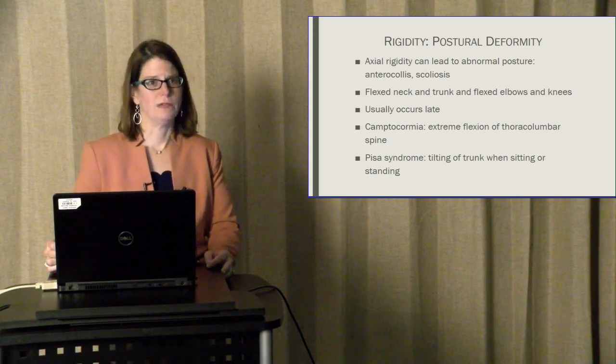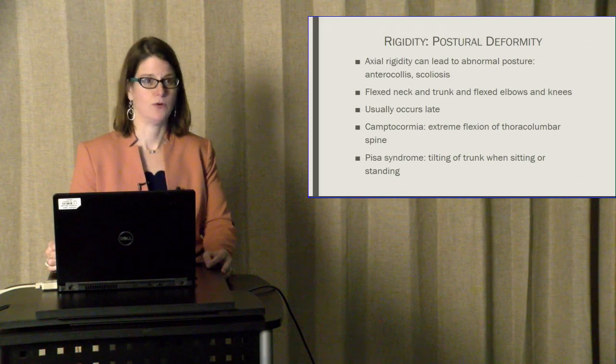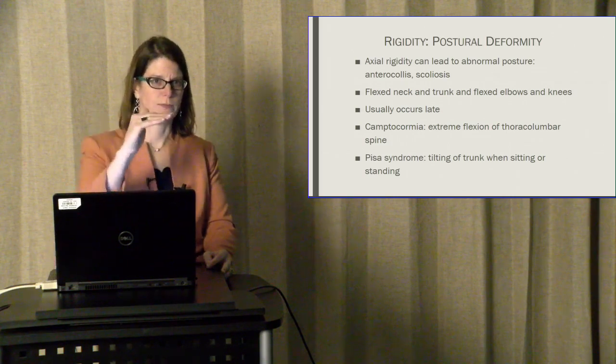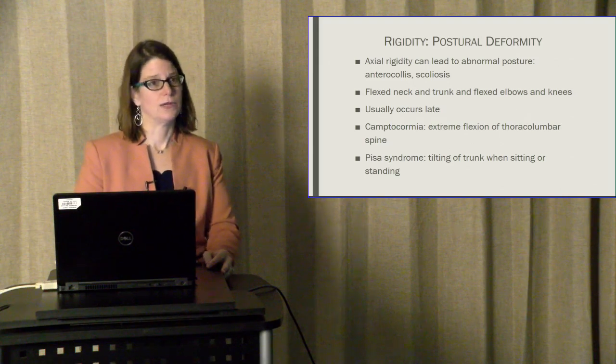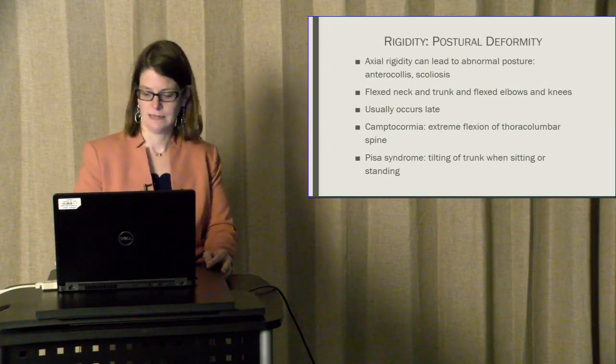But one very disabling form of this is called camptocormia, where the posture is extremely flexed forward at the thoracolumbar spine, and the person can still lay flat, but when they're standing up, their spine is forward, and I'll show you a picture of that. And then there's another one called Pisa syndrome, where the posture is leaning to one side or the other, and this occurs with sitting and standing.